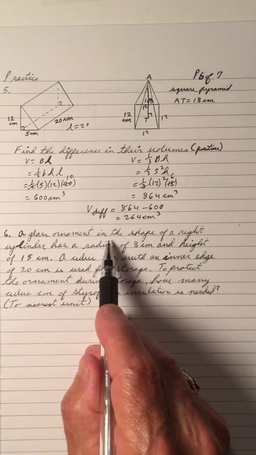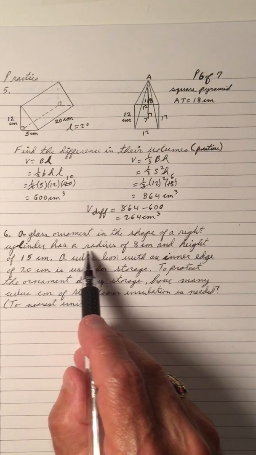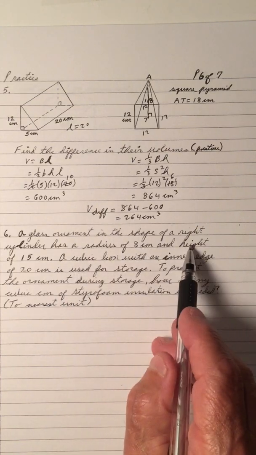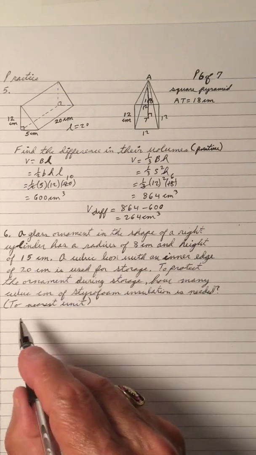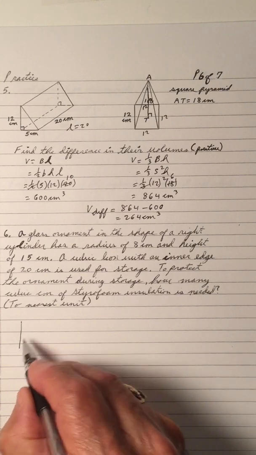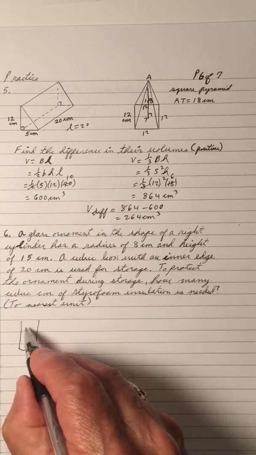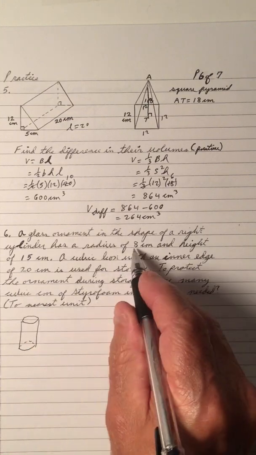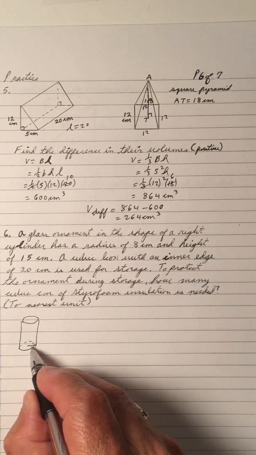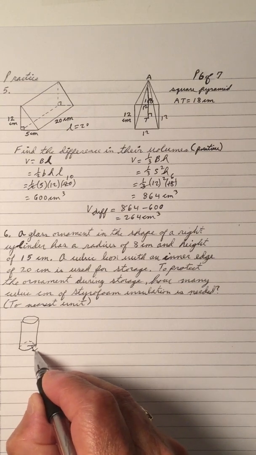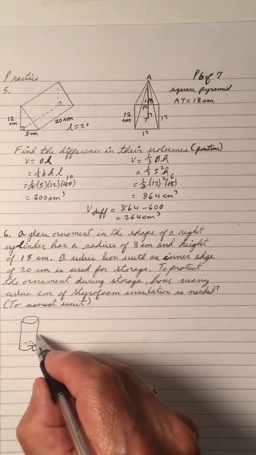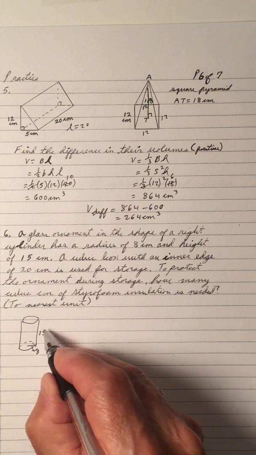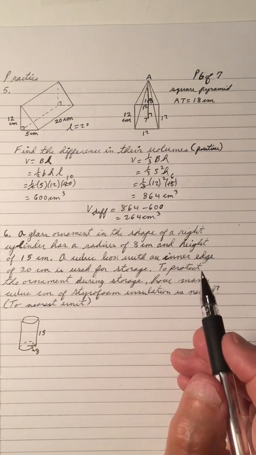A glass ornament in the shape of a right cylinder has a radius of 8 and a height of 15. So we have a right cylinder that's like this. And it says it has a radius of 8, so that's 8 right there. And it has a height of 15. One thing I noticed is centimeters and centimeters.